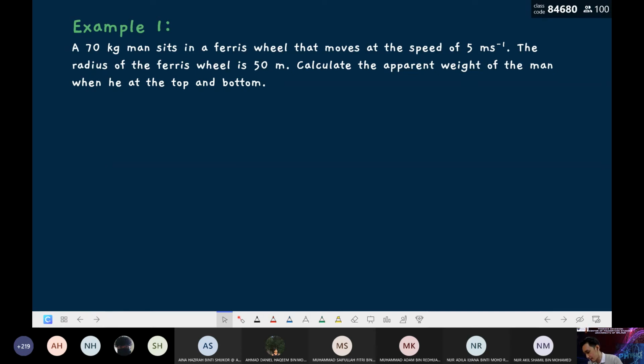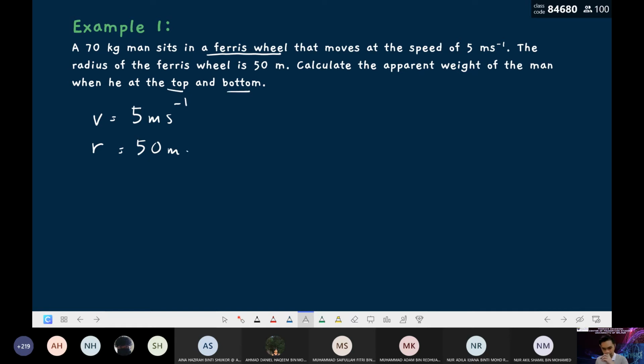A 70 kg man sits in a Ferris wheel. Jadi this is Ferris wheel that move at the speed of 5 meter per second. Jadi the V is 5 meter per second. Okay, and then the radius of the Ferris wheel is 50 meter. Okay, calculate the apparent weight. Apparent weight lah, maksudnya dia nak normal of the people yang duduk dalam the Ferris wheel tu when he at the top and also at the bottom. So this one memang normal je.